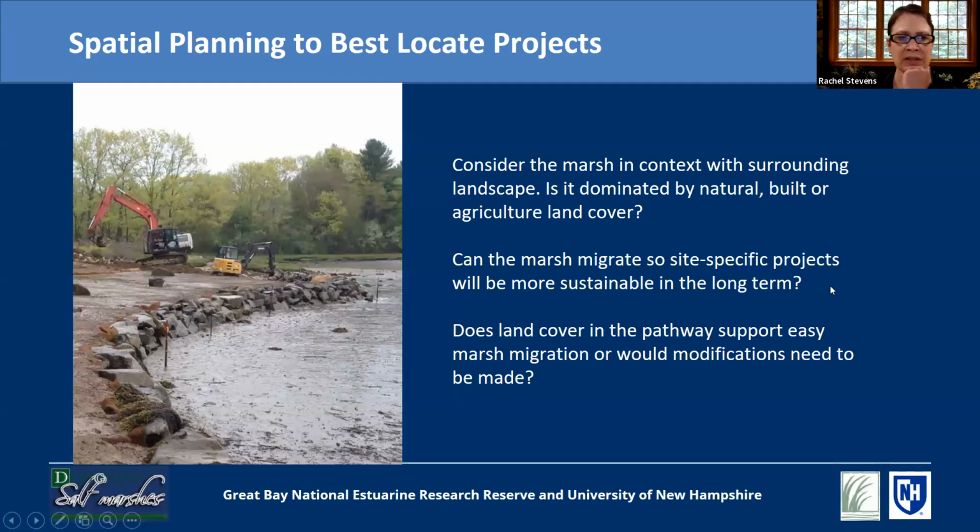And then when considering siting projects, some spatial planning consideration of the landscape big picture can be helpful. So looking at what's in the surrounding upland buffer, is it natural, built, or agricultural land cover? Can it migrate? So the project will be self-sustaining and more viable in the long term, so cost-effective as a whole. Does the land cover in the pathway support easy marsh migration, or do further modifications need to be made?